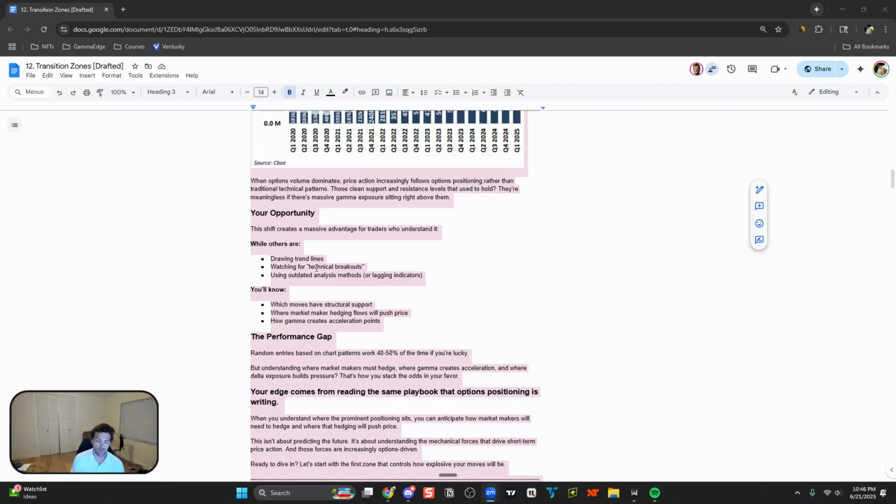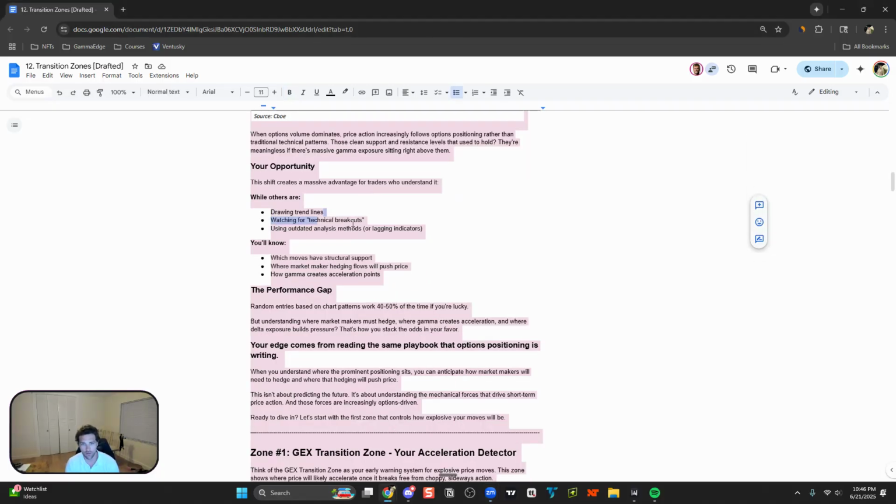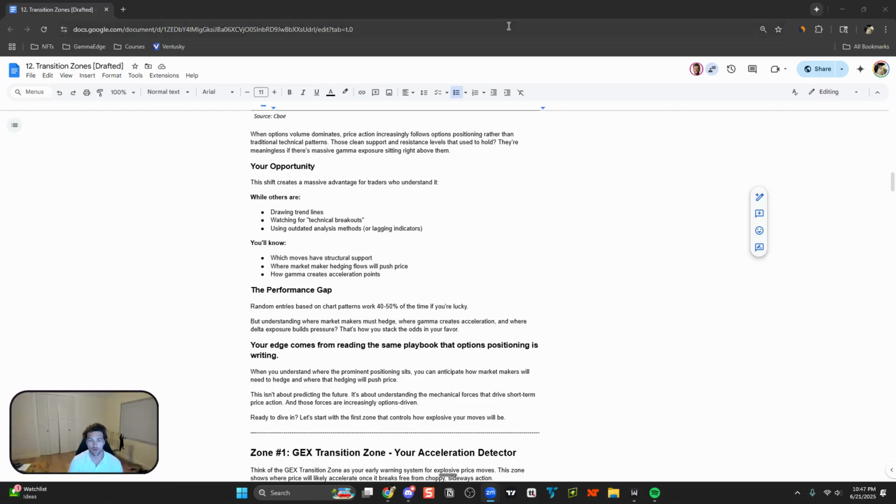But if you are understanding that this option structure, options positioning, is creating a massive advantage for traders who understand it. So instead of just drawing trend lines, watching for technical breakouts, using these outdated methods based off lagging indicators, you can unlock which moves have the structural support of the options market behind it, which is ultimately fueled by the gamma and the delta. I know that's a bit technical, right? Those scary Greeks, but those are effectively what is helping to drive these moves and what the options market is predicated on. And then that ultimately feeds its way into market makers' hedging flows as well.